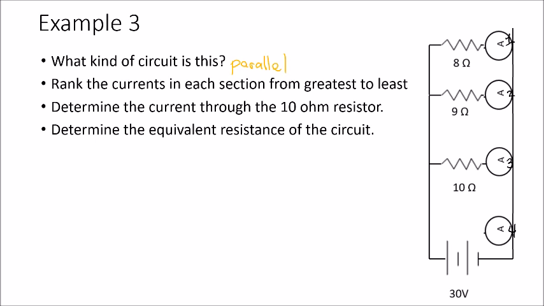Rank the currents in each section from greatest to the least. If you're a little stuck with this one, let me give you a hint before we solve it and see if this hint helps you. So you need to ask yourself 2 questions. Where is the total current? Because whatever the total current is, that should be the greatest current. And then think about what kind of path electrons take.